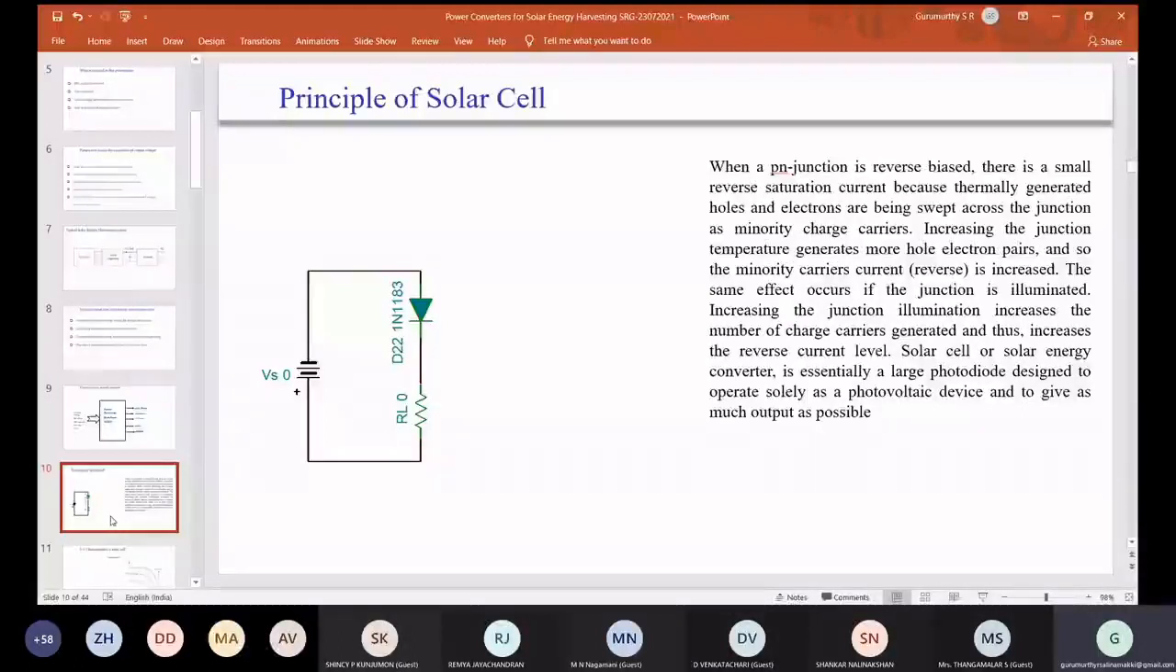light is also a form of energy, like heat. So if you expose this junction to light, then also charge carriers will be generated. The number of charge carriers generated thus is proportional to the light intensity. If the light intensity varies, the current also varies. This is the basic solar cell.